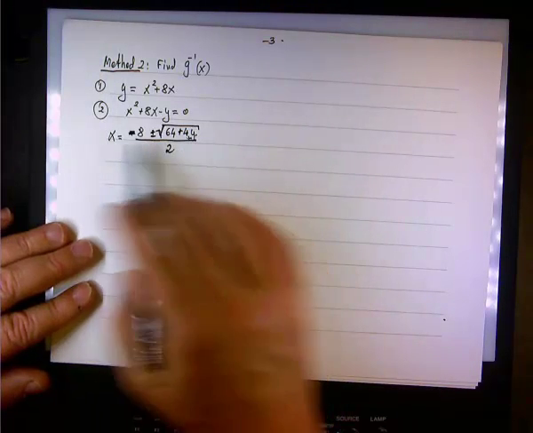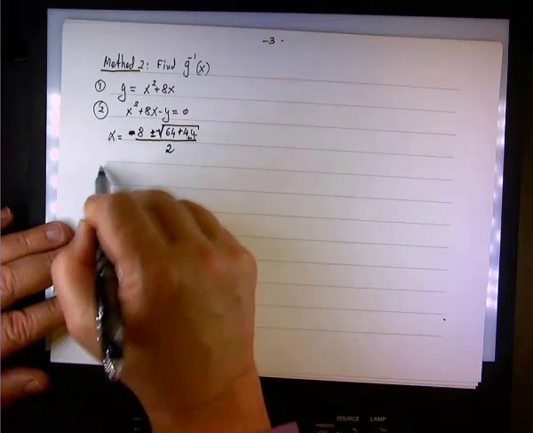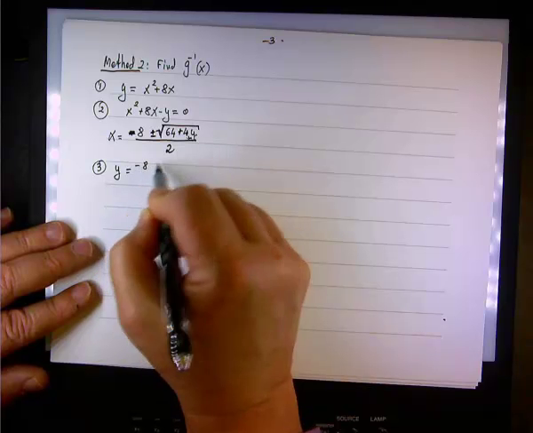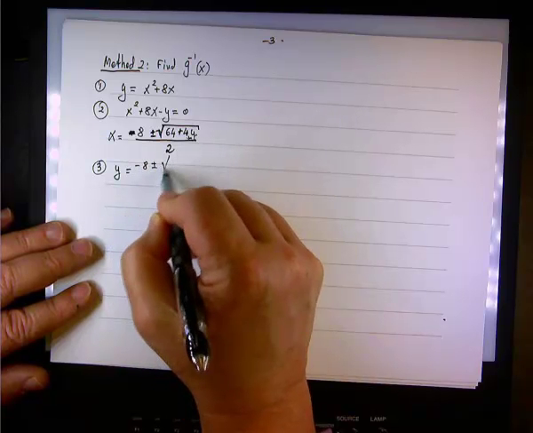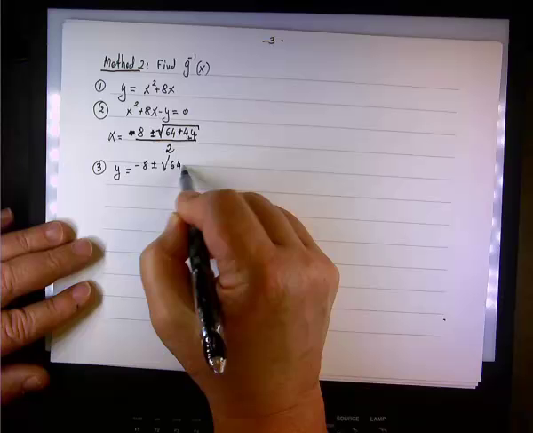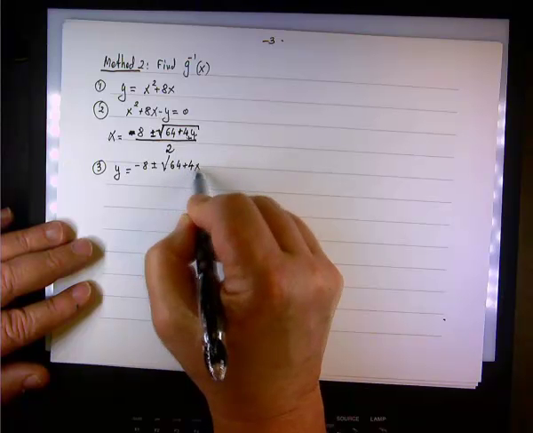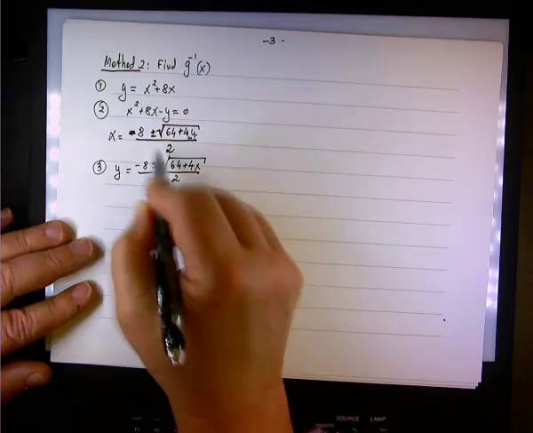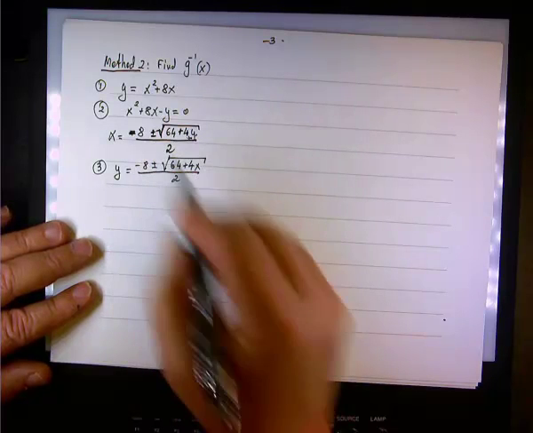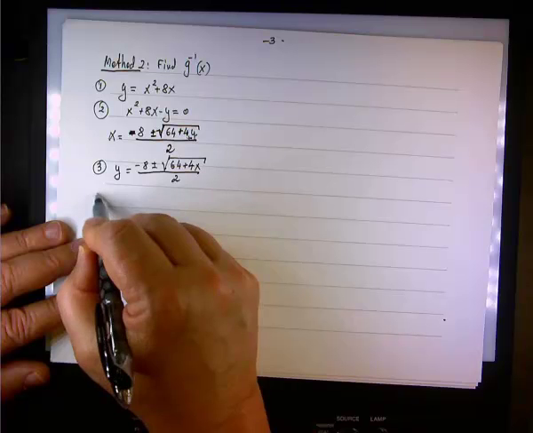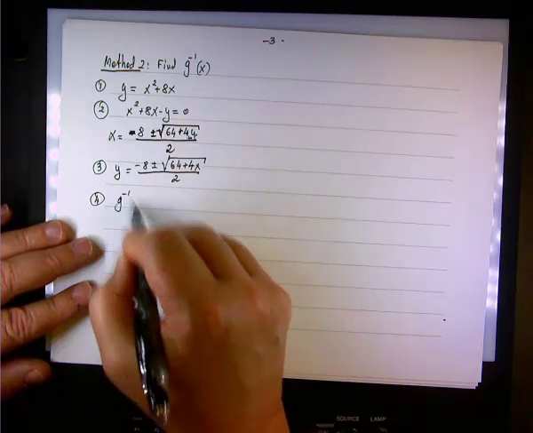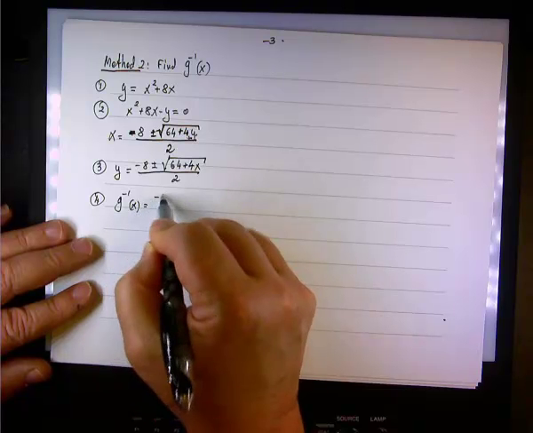So we solve for x, and now let's swap. y equals negative 8 plus or minus the square root of 64 plus 4x, over 2. Again, we need to discuss the plus or minus; we'll see it at the end. And step 4 is the inverse, which is this much.